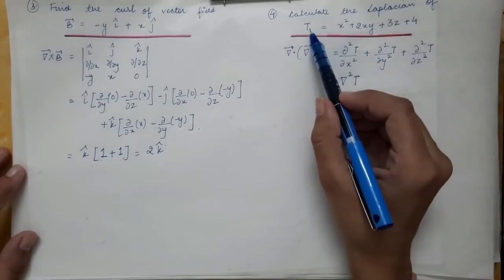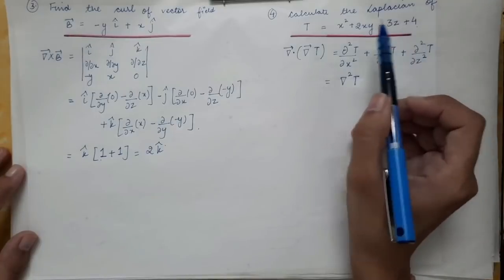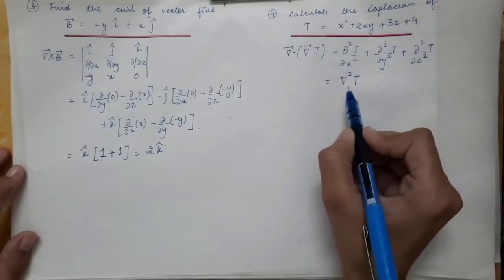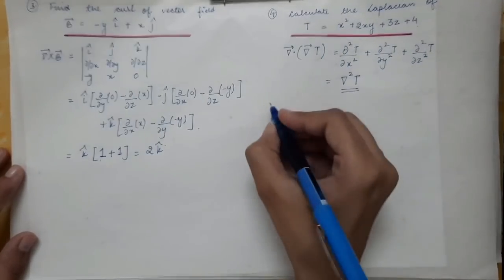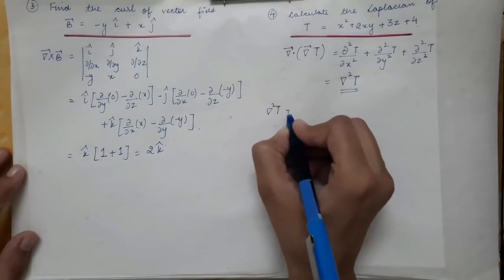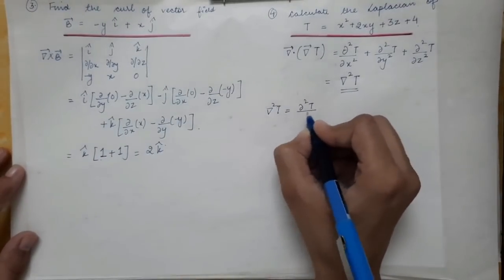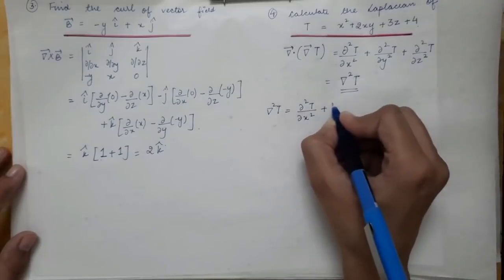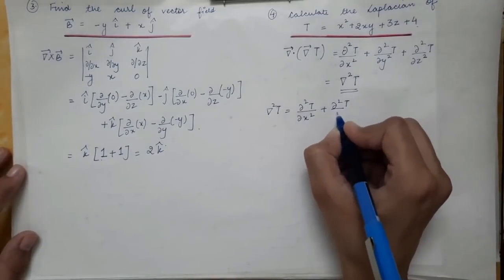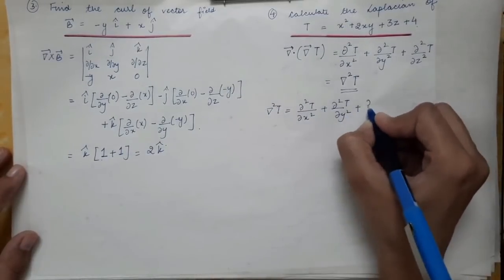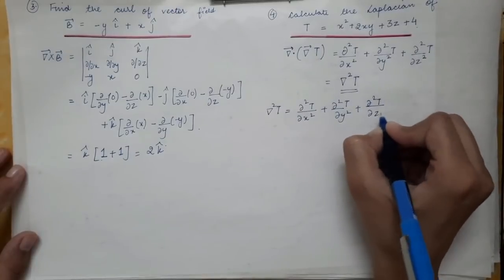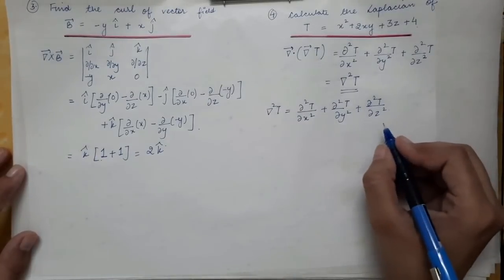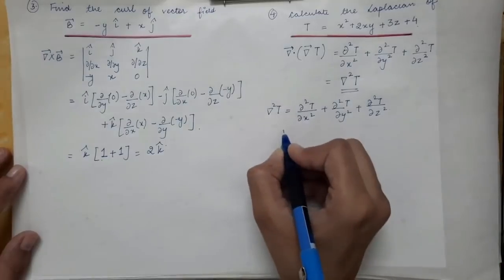Now we are given the capital T expression. So we have to find the Laplacian. So we have to find del square of T. So del square of T is equal to del square T by del x square plus del square T by del y square plus del square T by del z square. So we have to evaluate every term and then we will put it in this formula.